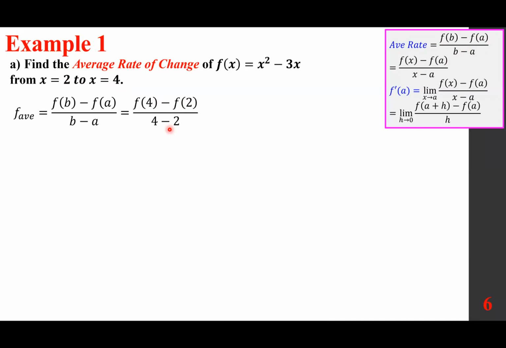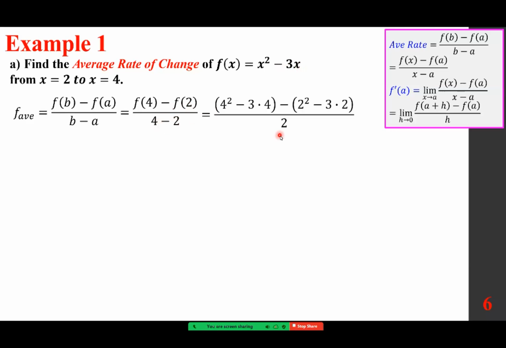So we plug in 4. We get 4 squared minus 3 times 4, minus we plug in 2. We get 2 squared minus 3 times 2. And the denominator, obviously, 4 minus 2 becomes 2. So let's figure this out.